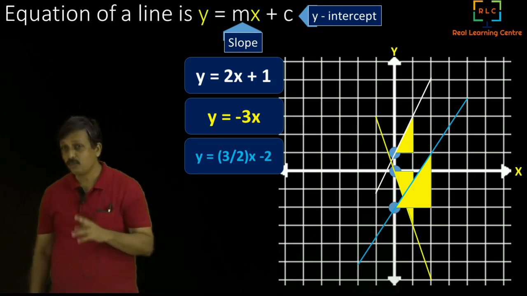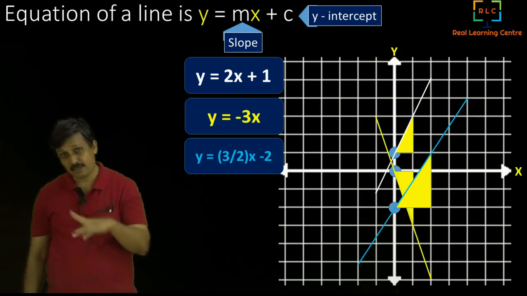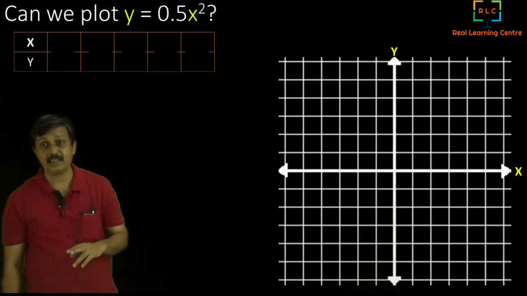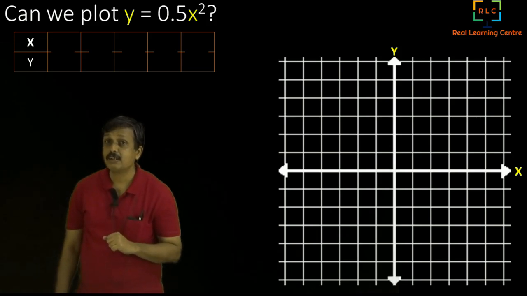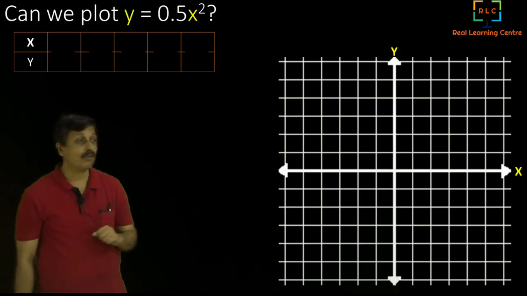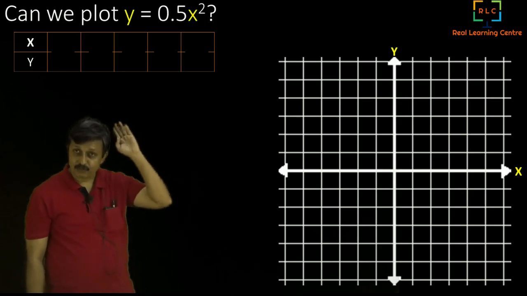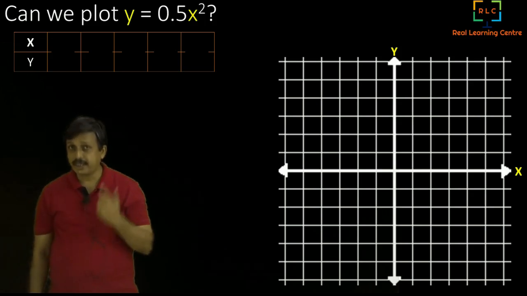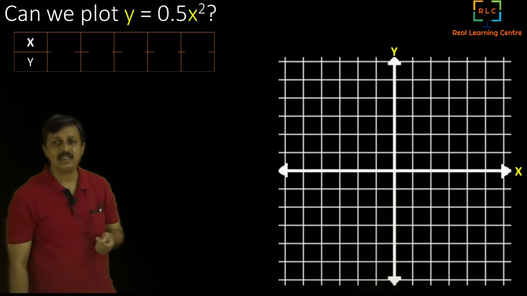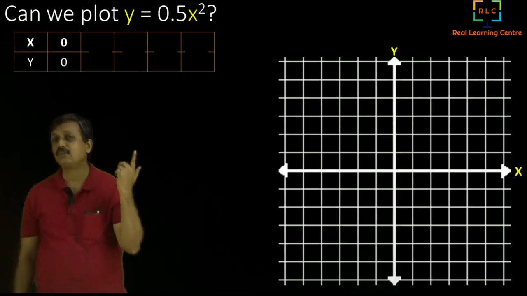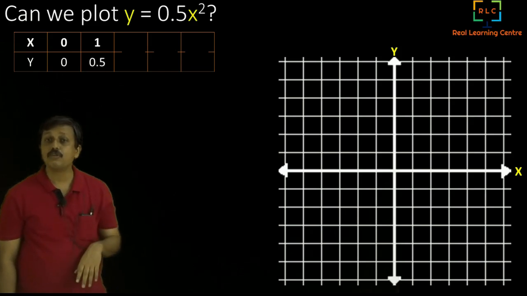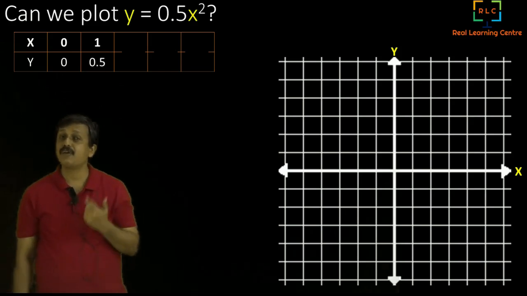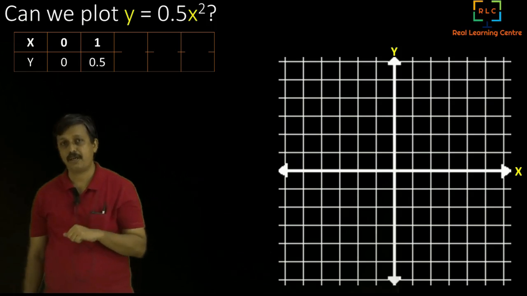Now, is it always only a straight line? Can there be equations which may not be really a straight line? That we can see. For example, y = 0.5x². Can we plot that? We can. We can give values to x and see what happens to y. Let's say if x = 0, y is also 0. If x = 1, 1 squared into 0.5 is 0.5. So y = 0.5.